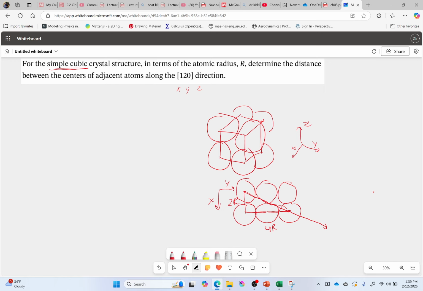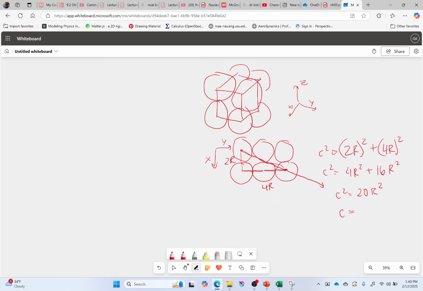So let's see here. C squared is going to be equal to 2r squared plus 4r squared. So c squared is going to be equal to 4r squared plus 16r squared. C squared is equal to 20r squared. There we go. And so if I then solve, what I get is that c, or that distance between the two, would be equal to, making it look a little bit nice, 2r square root of 5.